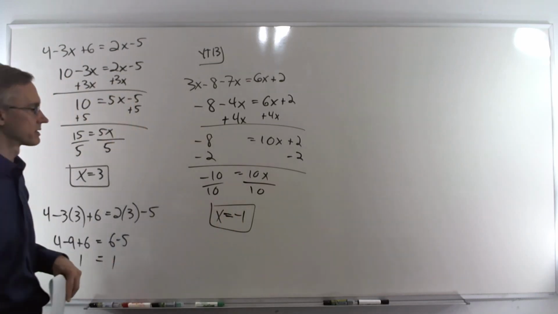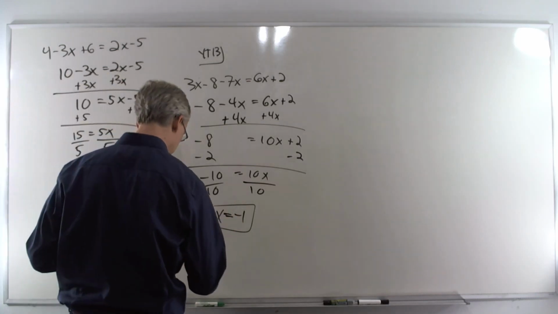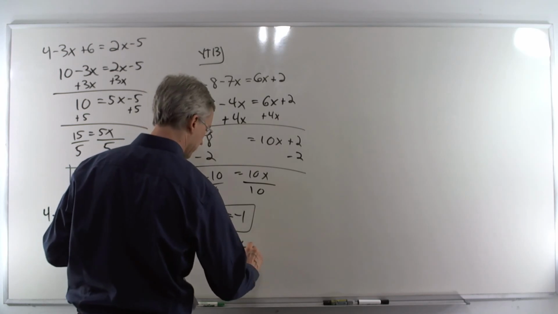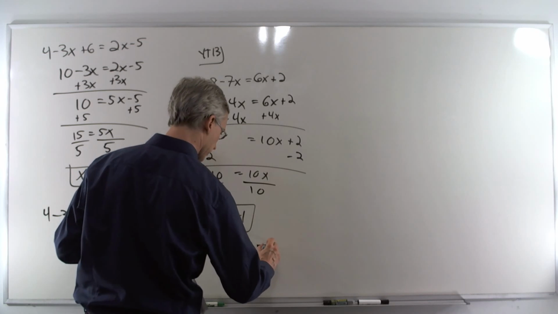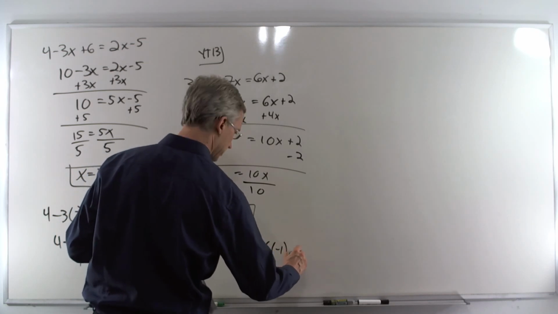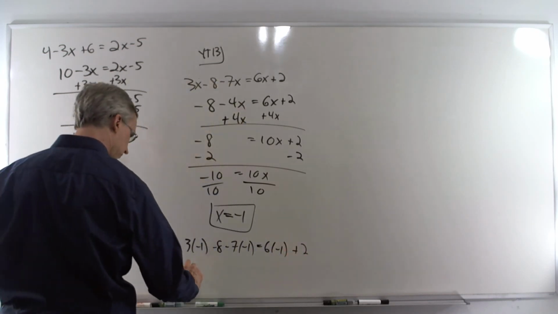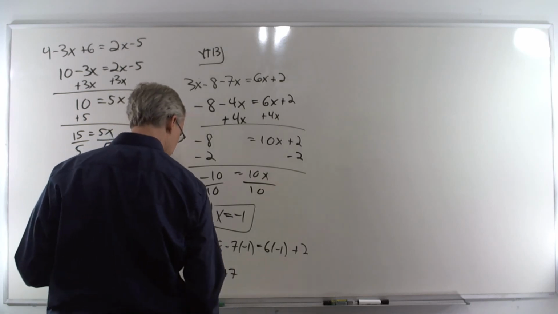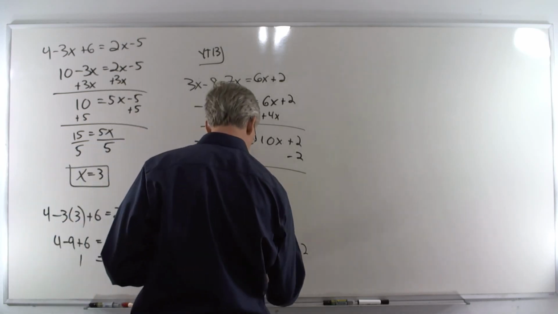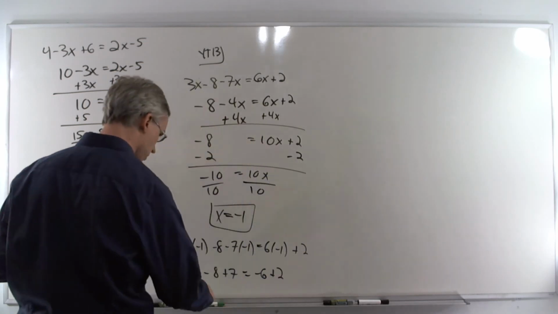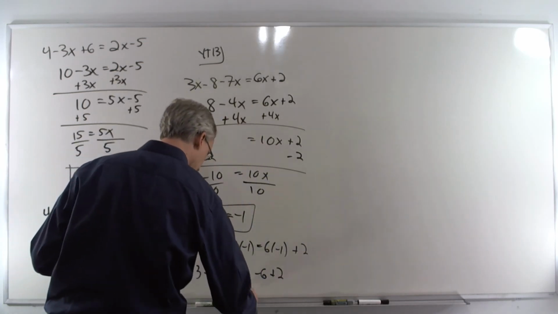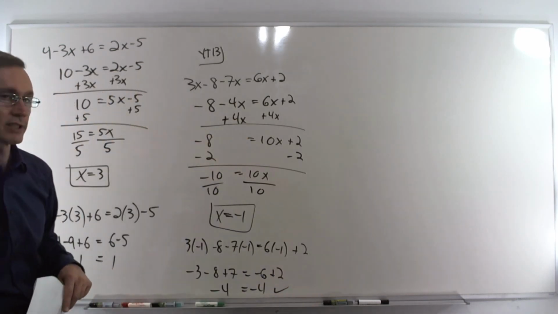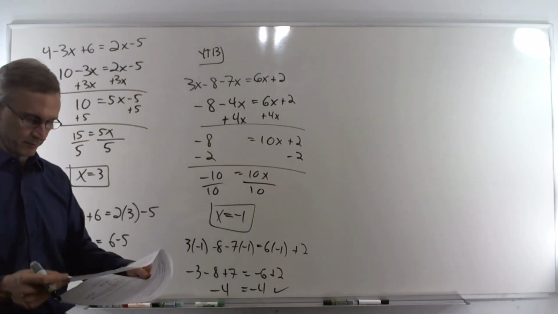So let's plug it back in and see what we get. We got 3 times negative 1 minus 8 minus 7 times negative 1 equals 6 times negative 1 plus 2. So we got negative 3 here, negative 3 minus 8 plus 7 equals negative 6 plus 2. So that gives us negative 4 on this side equals negative 4 on this side. So check. And x equals negative 1 is the correct answer.